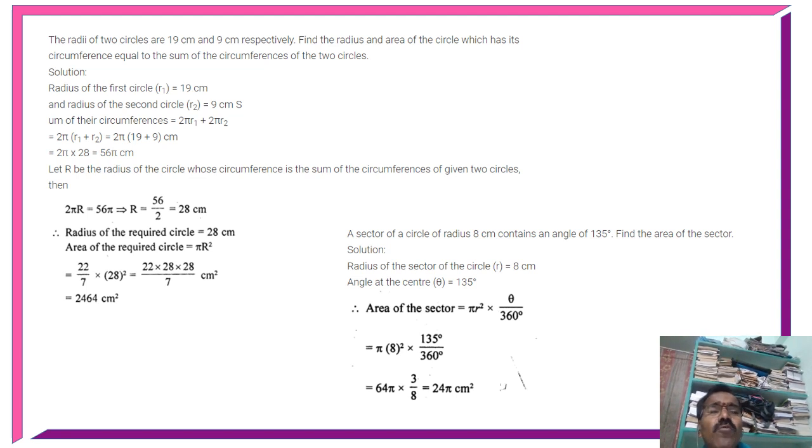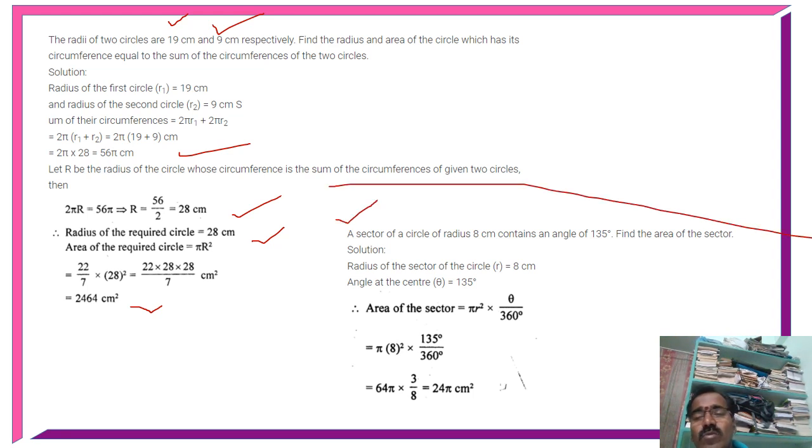Again, here the radii of two circles are given, 19 and 9. This is a similar model to NCERT. Find the radius of the circle whose circumference equals the sum of the circumferences of two circles. Same model, but here the radii are given. We substitute, get 56 pi, and the radius is 28. If they ask for the area also, we can find the area of the required circle, pi into capital R square. Here r1 and r2 are the radii of the given two circles; same model we did, but apart from that we found even the area, pi R square, of the new circle. Let us go with the next model.